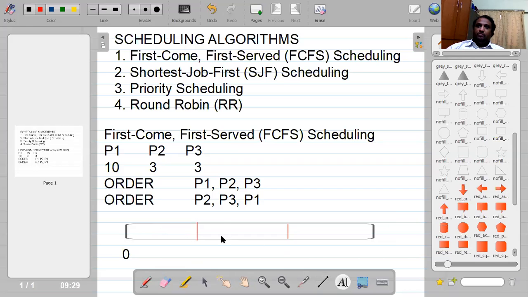Everybody? Are you there with me? P1 is going to start at the 0th time. So when P1 has started at the 0th time, at what time is it going to finish off? It is going to finish off at 10 seconds, right?